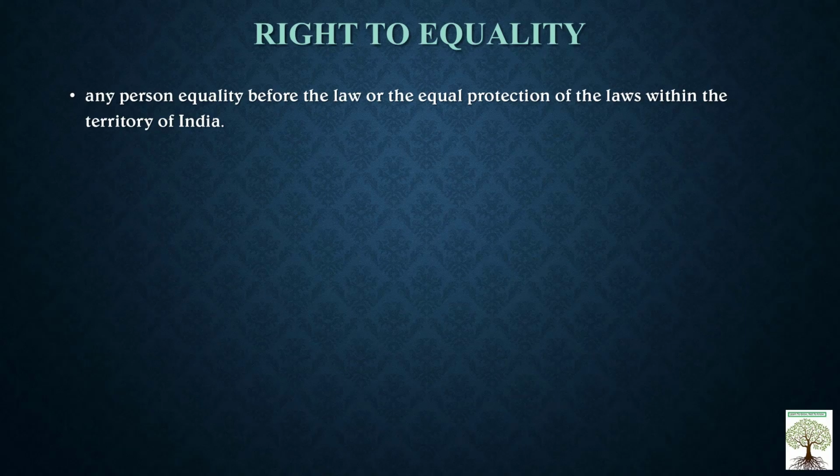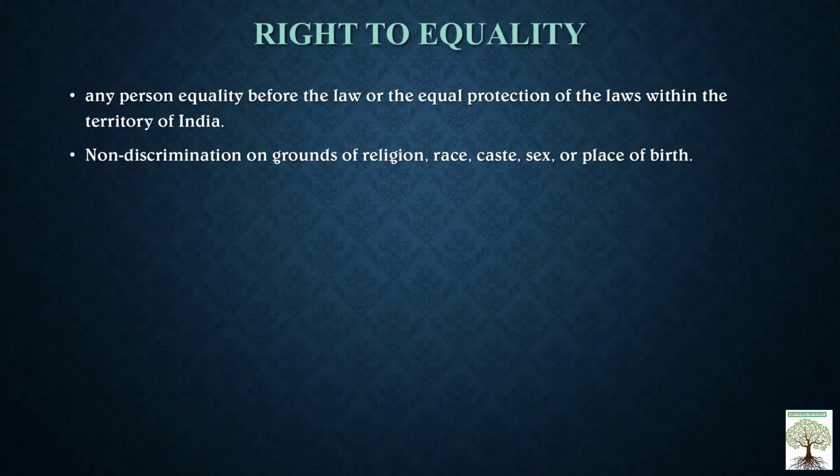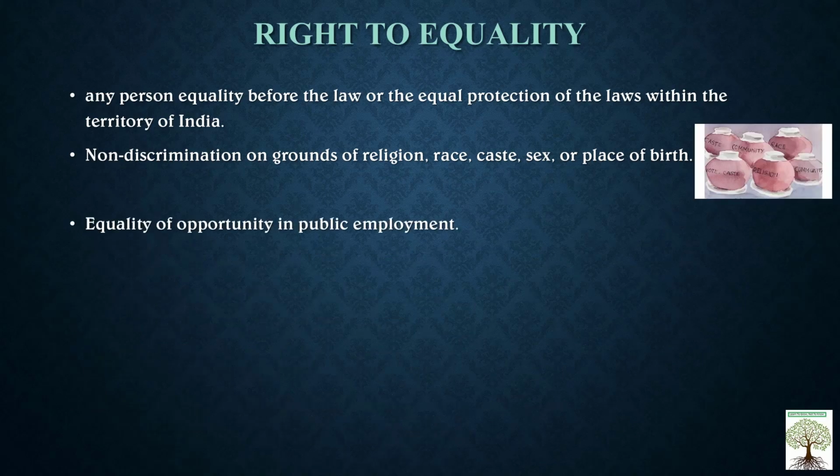Right to equality ensures that all the citizens are treated equally. First, equality before the law, or the equal protection of the law within the territory of India. So equal protection to the people of the country. Second, no discrimination on the grounds of religion, race, caste, sex or place of birth. Third, equality of opportunity in public employment. So equal opportunity to all the people of the country.